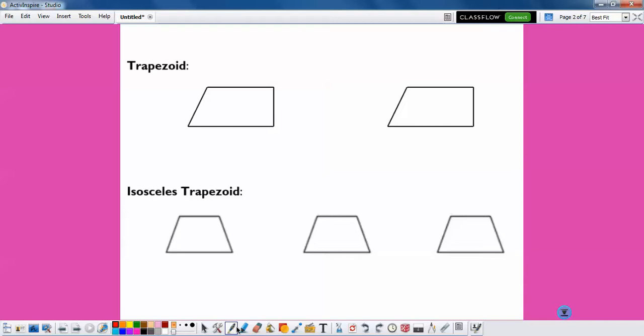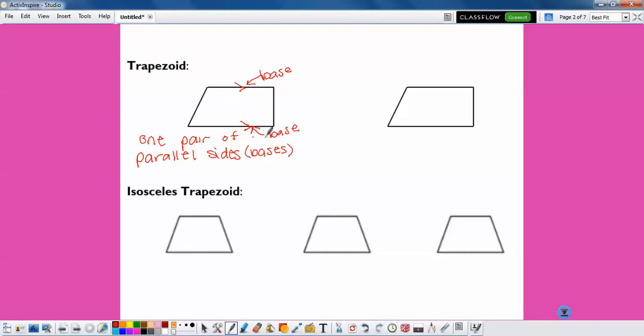So, some of the properties of a trapezoid is that it has one pair of parallel sides. And these parallel sides are called the bases. So, in this picture, this side is parallel to that side. So this would be a base, and this side would be a base.